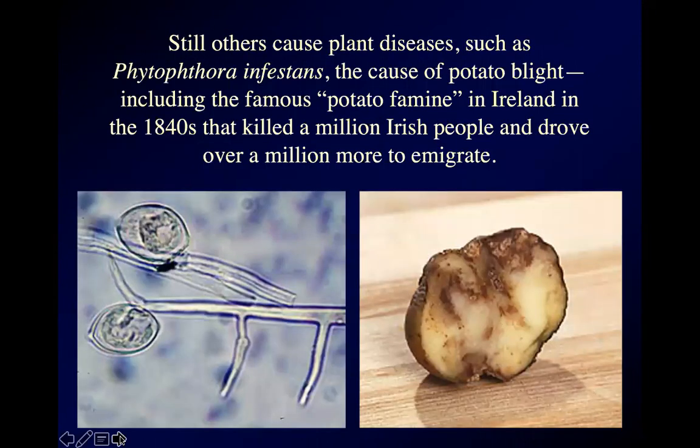Another protist I'll show you, there are lots of others that cause plant diseases. They can cause damage to crops. This particular one on the left is a protist called Phytophthora infestans. This causes a disease called potato blight. And on the right, you see what a potato looks like that's infected with Phytophthora.